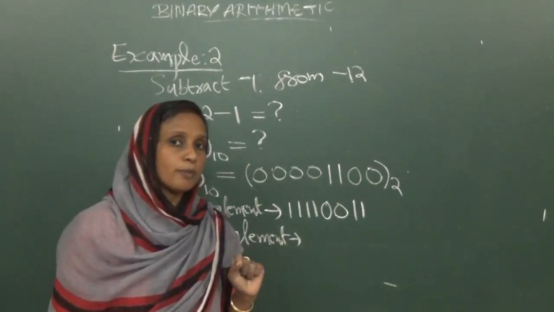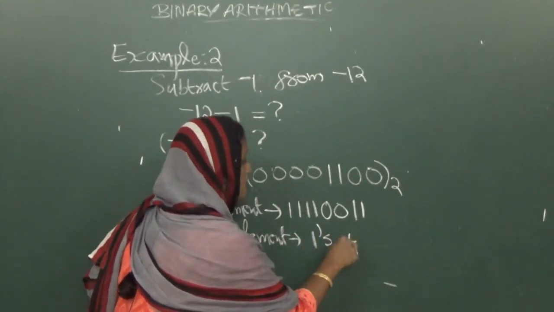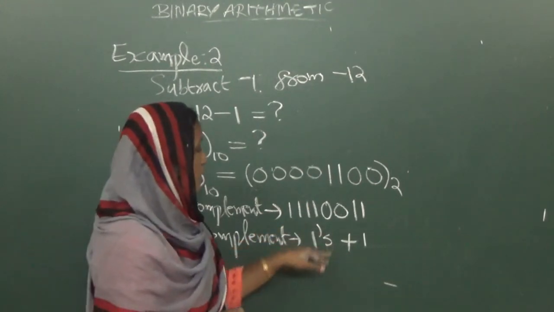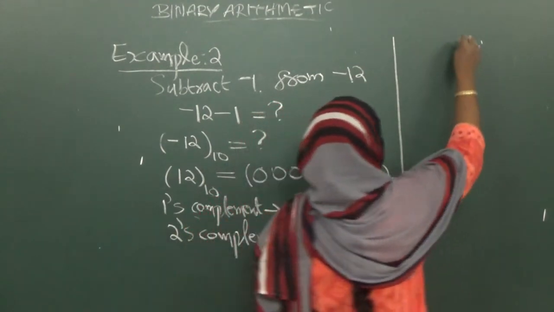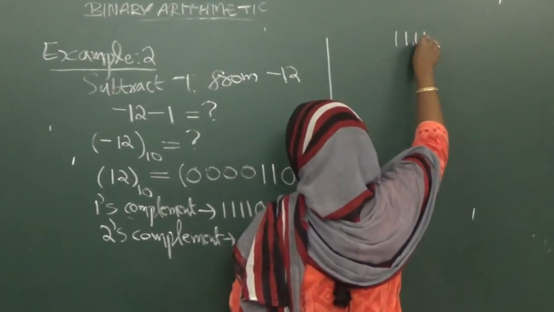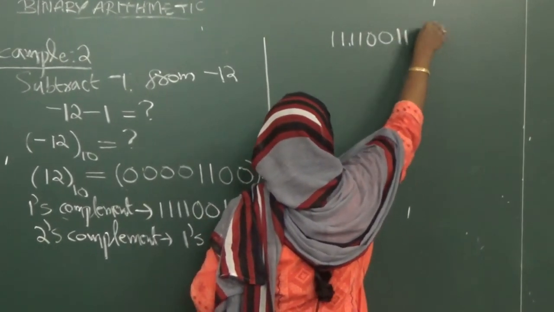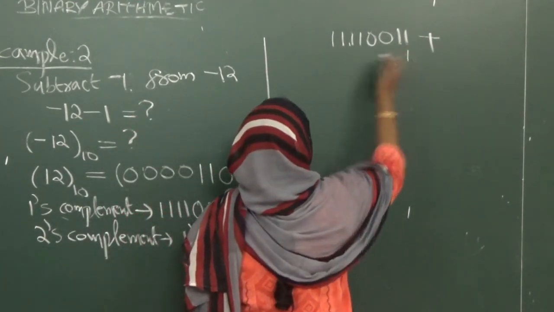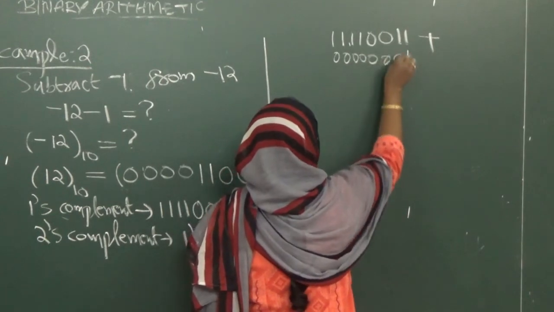How to write 2's complement? 1's complement plus 1. Okay, so we can perform here 1's complement, 1 1 1 1 0 0 1 1, plus 1. So 1 here, all other bits are zeros.